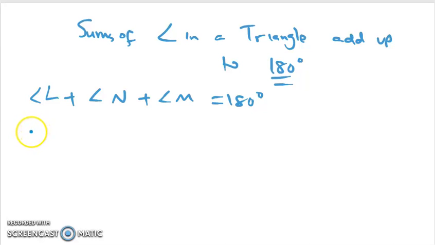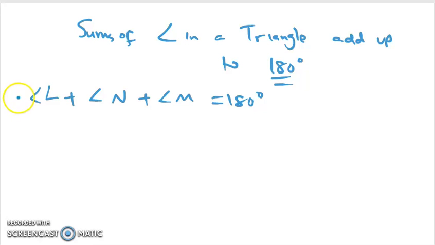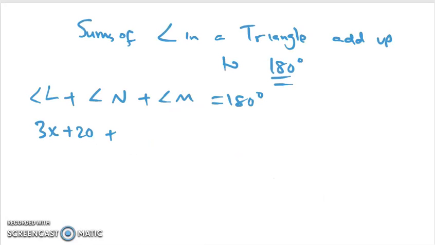What is angle N? Let's go back to the diagram. Angle L is 3x plus 20. And angle N is 2x minus 10. And angle M is 35 degrees. All these must add up to 180 degrees.